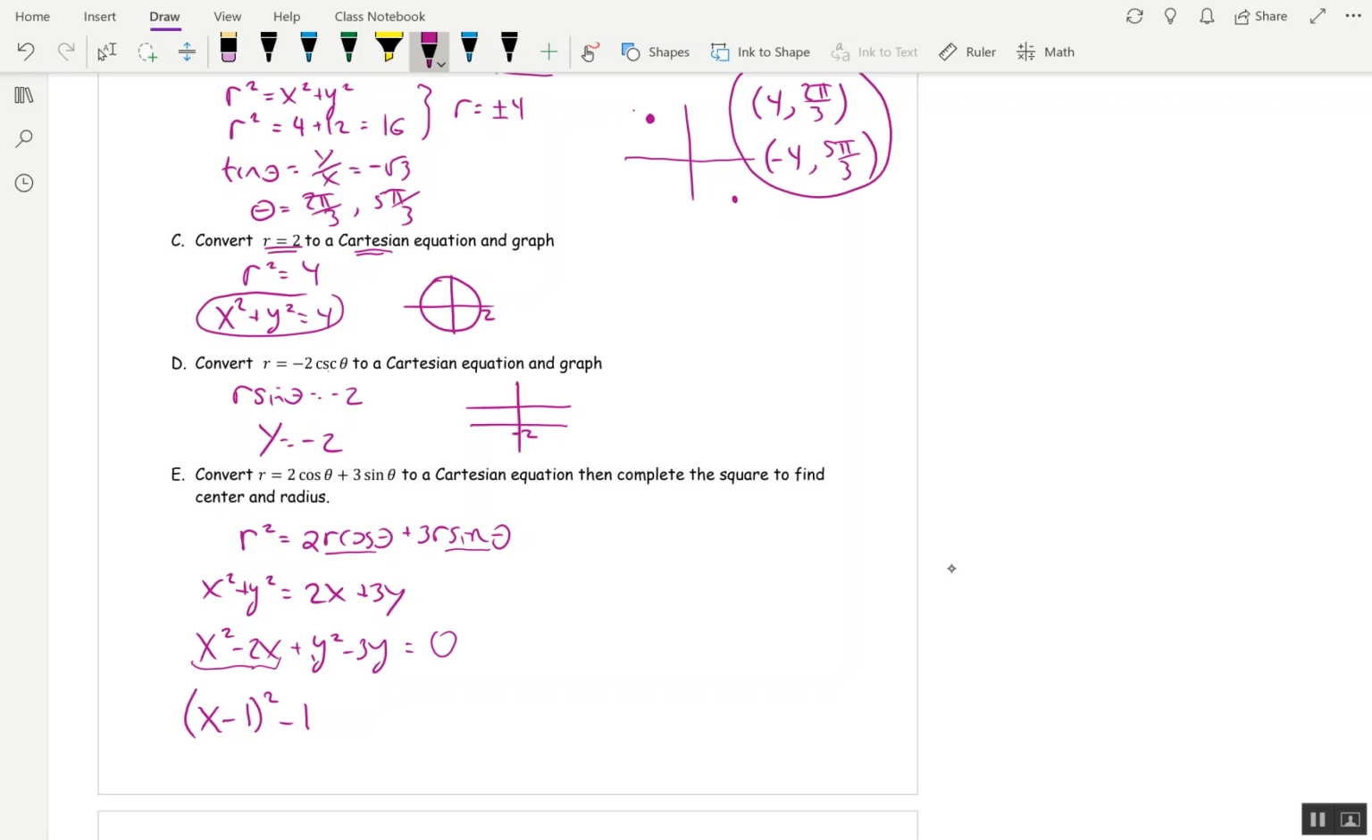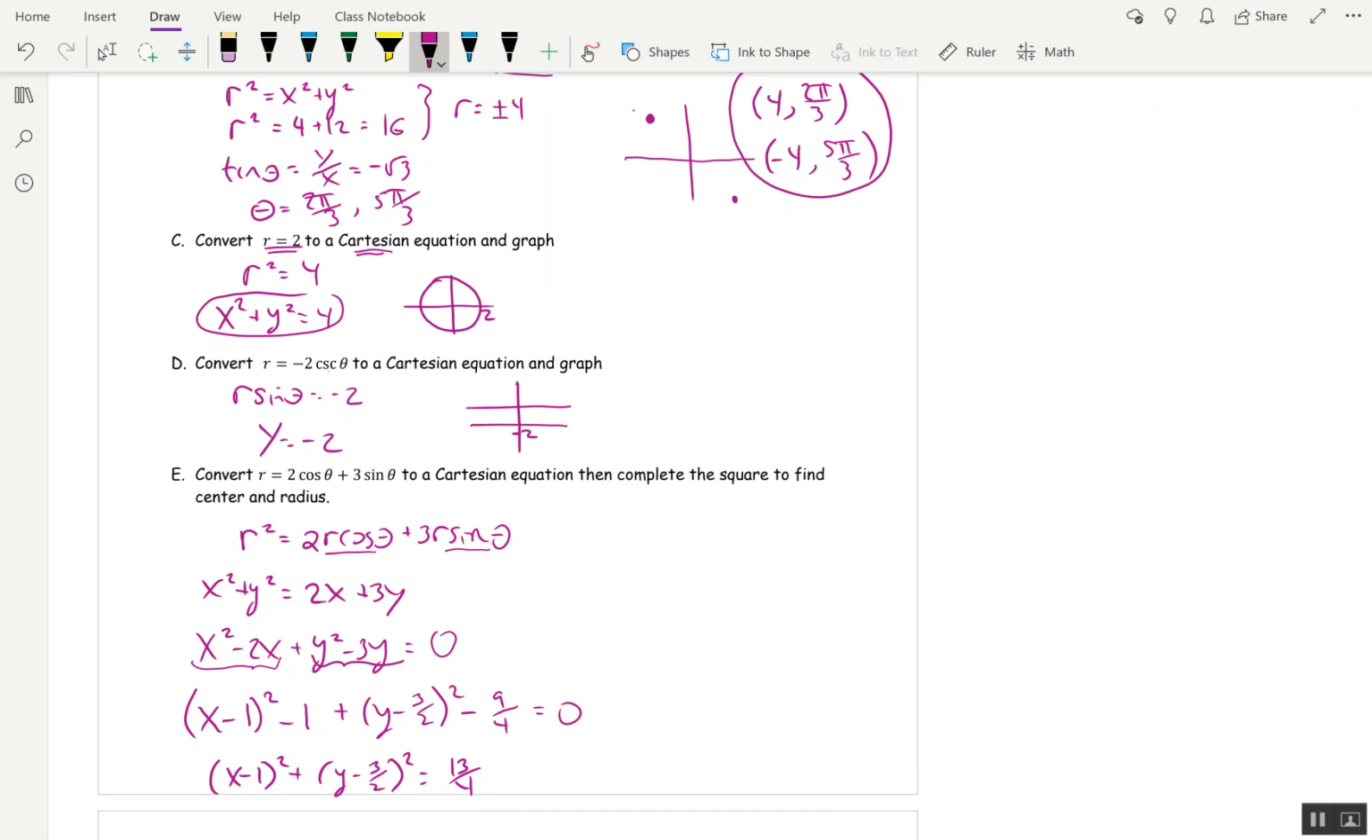Do the same thing to this guy. This is y minus 3/2 quantity squared. But if I multiply that out, I'm going to have an extra 9/4 that is not in the original equation, so I better subtract 9/4. And that equals 0. Now just do a little cleanup. Get your constants on the right-hand side. x minus 1 squared plus y minus 3/2 squared equals 1 plus 9/4 is 13/4.